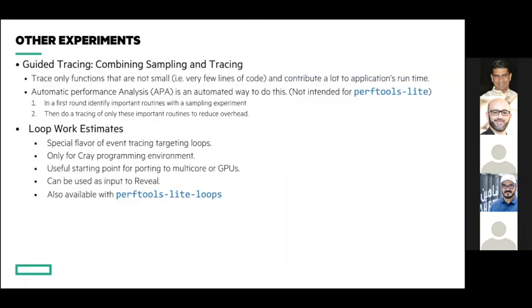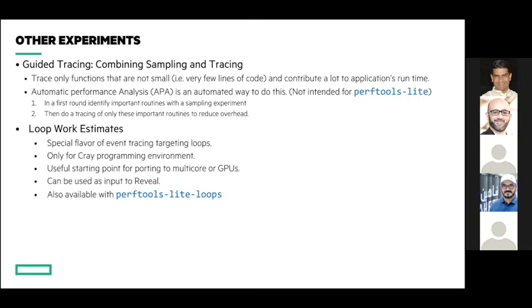Now, there are two other experiments which are not so popular, not so widely viewed. One of these is guided tracing, where you combine sampling and event tracing. In a first round, you do a sampling of your application to get a rough view of which routines are important. And then only for these routines, you do a tracing experiment. So it's an optimization, so to say, of the tracing to reduce the overhead of tracing itself. This is called automatic performance analysis.